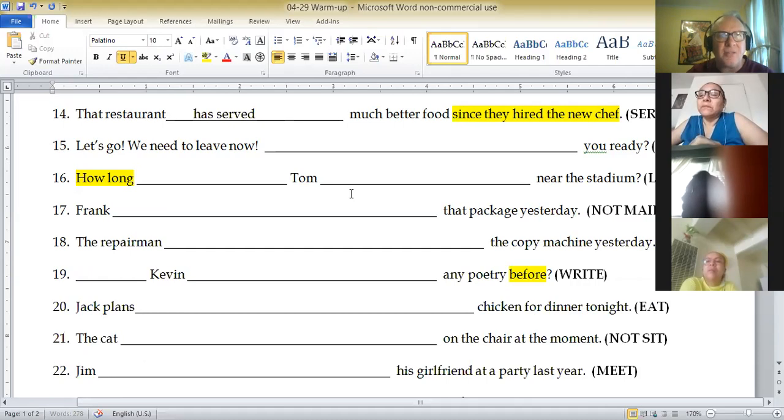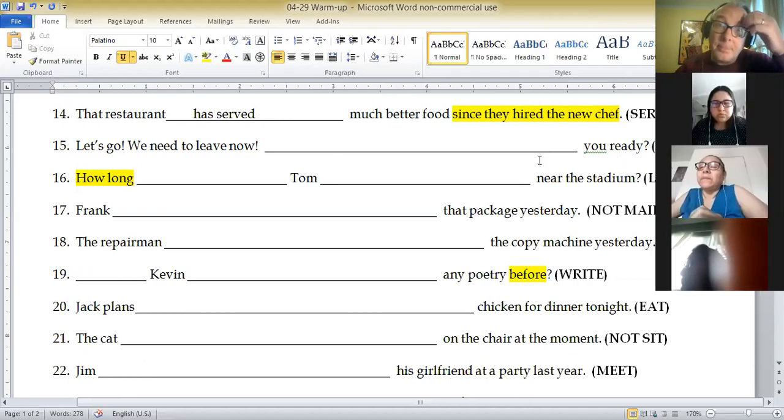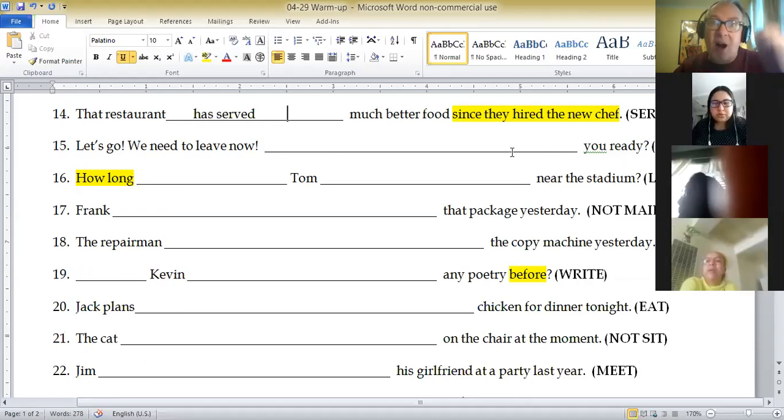Number 15. Let's go. We need to leave now. Are you ready? Are you ready? Nothing fancy there, right? Simple. Be verb. Are you ready?